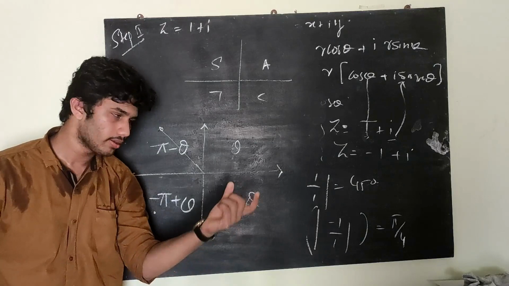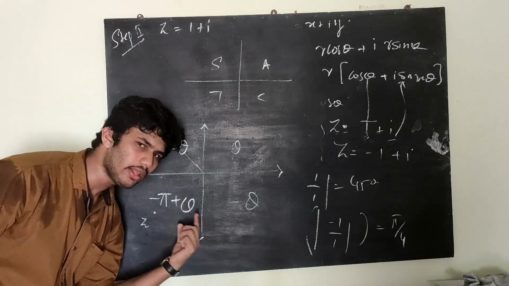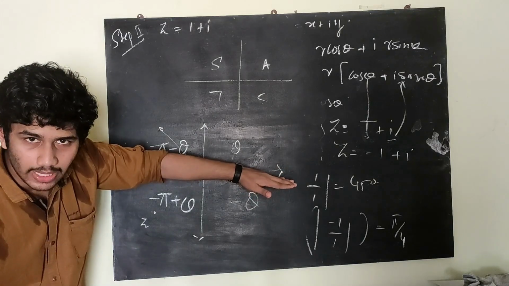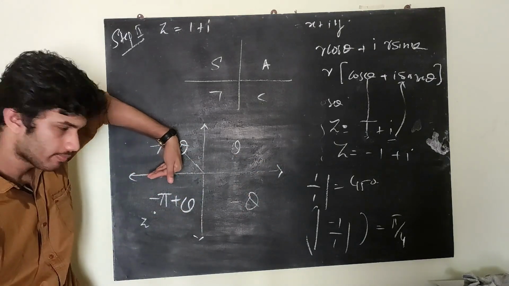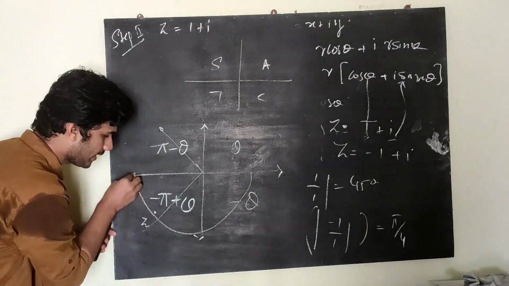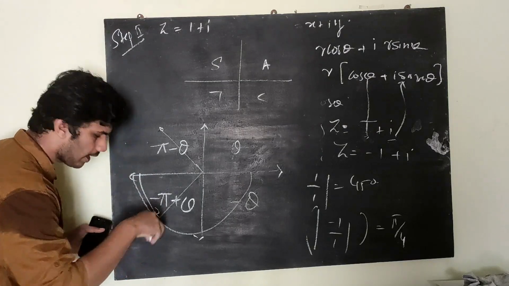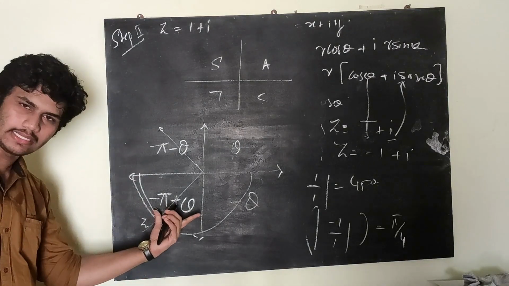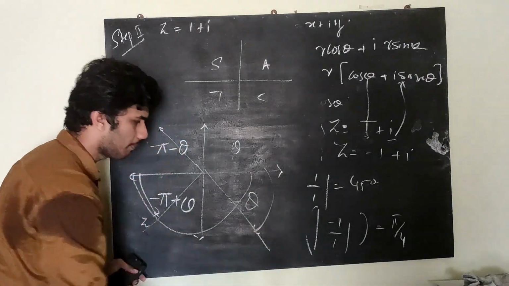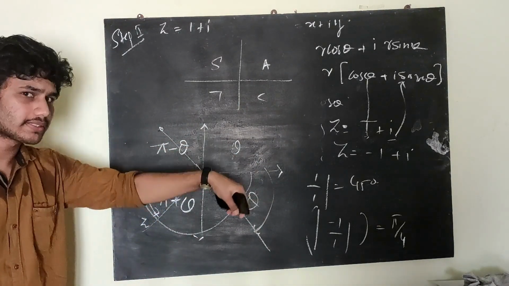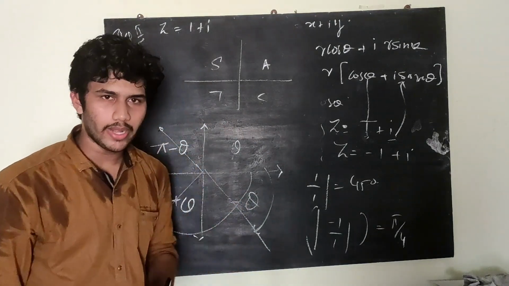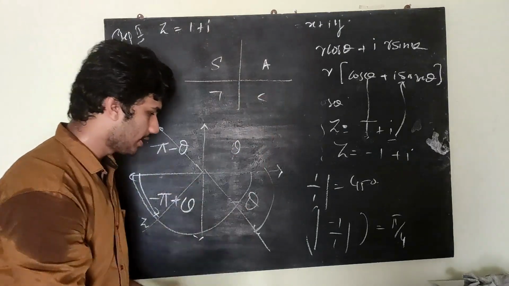Now for principal argument, first and second remain the same. Third and fourth differ. How? Read after me. It moves in the clockwise direction, that is minus pi plus theta. Right? If it was here, it moves minus pi, comes back to theta. So minus pi plus theta. And if it was in the fourth quadrant, just move minus theta. Hope this is clear. This is the concept of argument and principal argument. Very important. Must learn. Okay, let's move on.